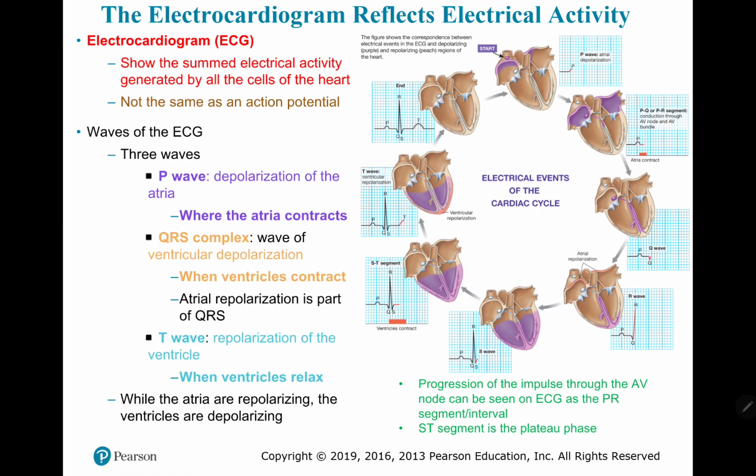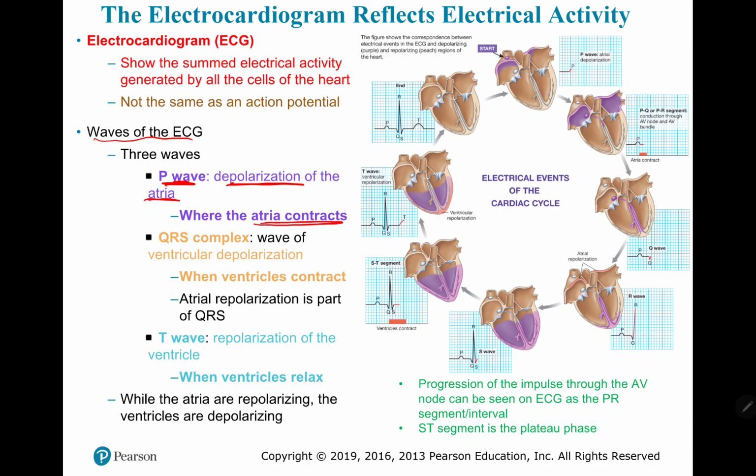And so, excuse me, we're also looking at an electrocardiogram, right? And so this is going to show the summed electrical activity generated by all the cells of the heart. So it's not going to be the same as an action potential, though. But when we're looking at the waves of an ECG or EKG, right, we're going to have three typical waves that we'll see. The P wave, remember that the P wave is where the atria contract. And if it's where the atria contract, this is the depolarization of the atria. So P wave is depolarization of the atria.